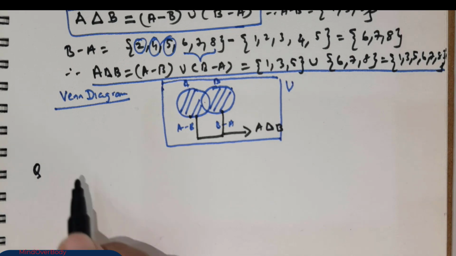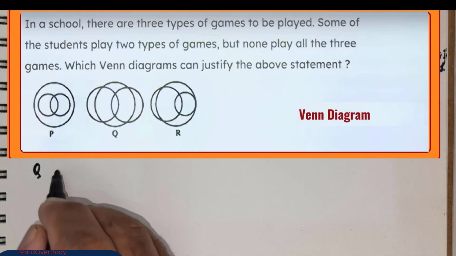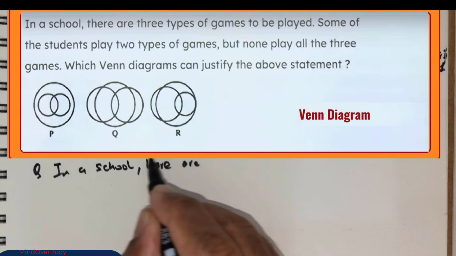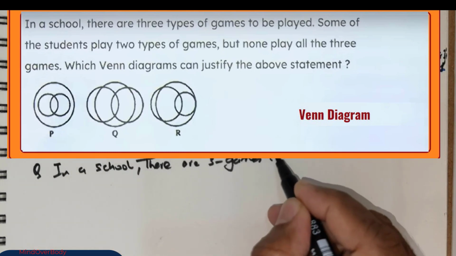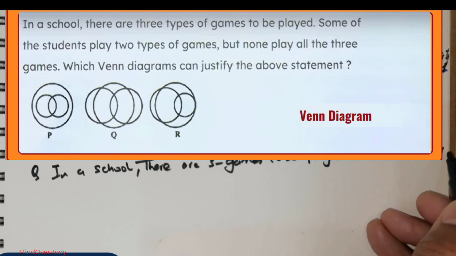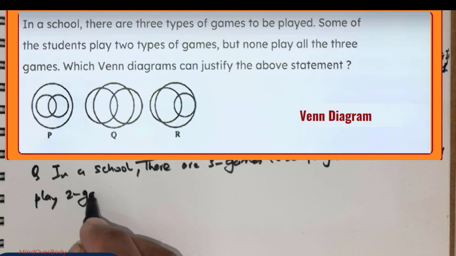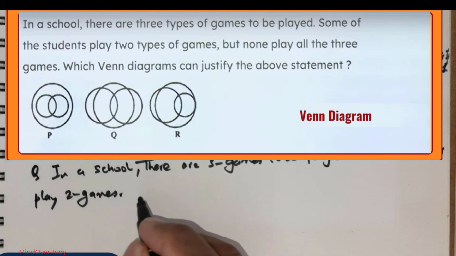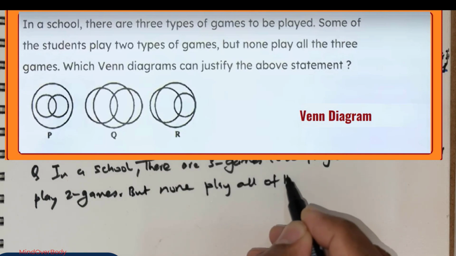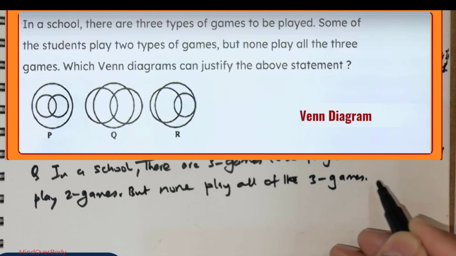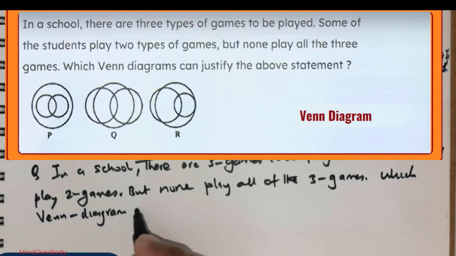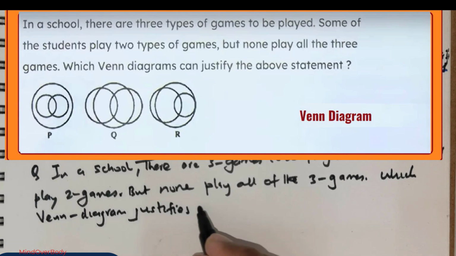Okay, after I have presented this question, you have got 30 seconds to answer this question. So the question is as follows. In a school, there are 3 games to be played. Some of the students, STDS, play 2 games or 2 types of games, but none play all of the 3 games. Which Venn diagram justifies the statement?